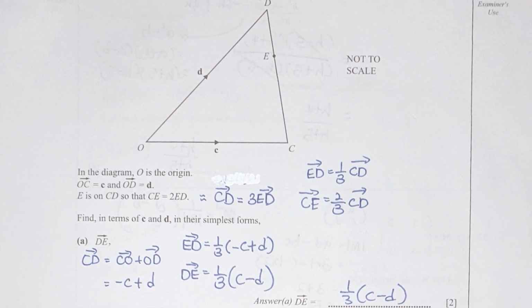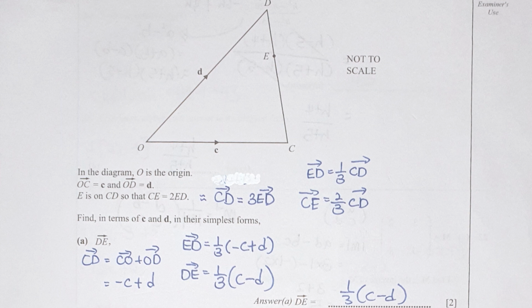Question 20, part A. The key assessment here is actually the third sentence. E is on CD, so that CE equals 2ED. What this represents is that CD itself is actually 3ED. So ED will be 1/3 of CD and CE will be 2/3 of CD. After you've gotten that, you can now identify DE's value. DE is actually the reverse of ED that we identified earlier.